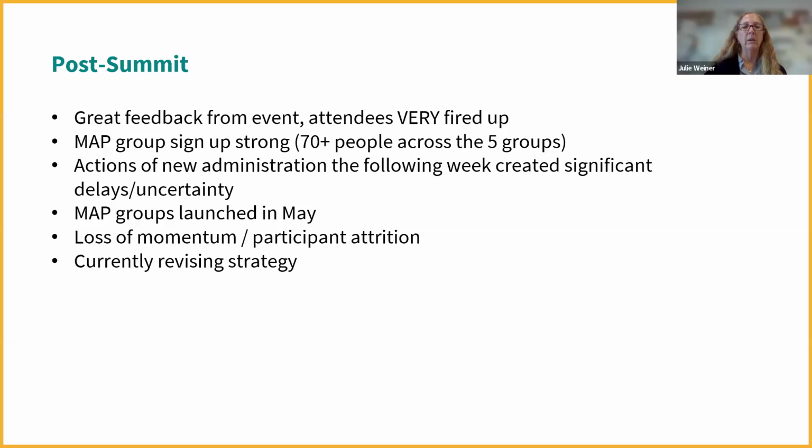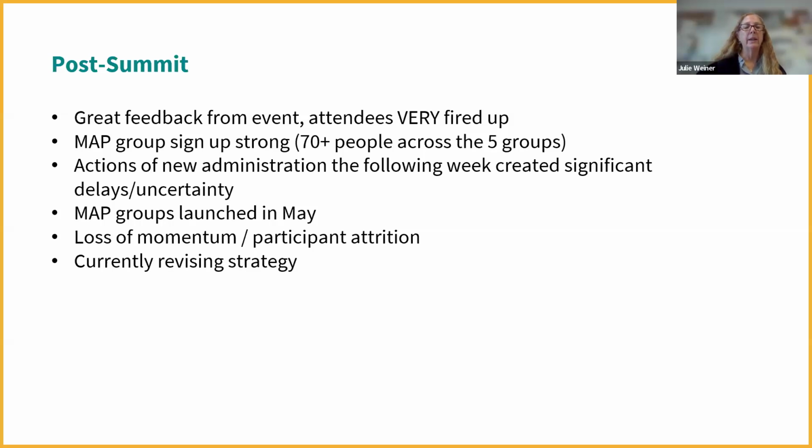Unfortunately, our organization, CommUnify, was acting as the fiscal agent for our coalition. It took us a few months for our board to determine if we could continue to move forward, because Head Start was one of the organizations across the nation that was hit by the funding freezes. And so at any rate, we hit a hiccup there, which was unfortunate. It delayed the launch of the map groups. They did finally launch in May.